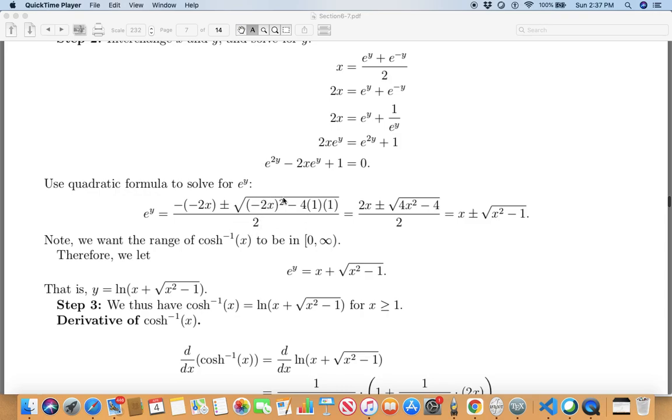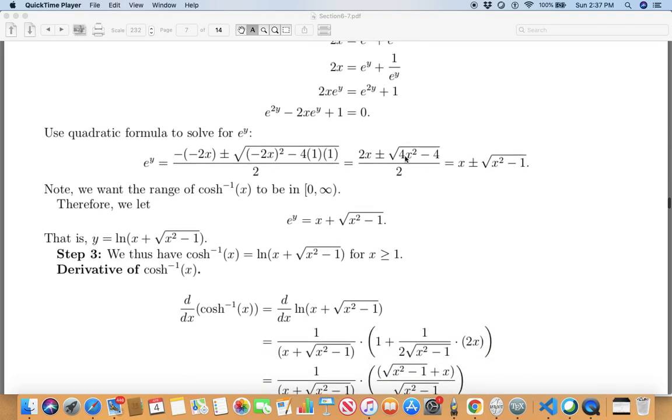All right, a is 1. So you are using the quadratic formula. That gets you 2x plus or minus square root of 4x squared minus 4, by 2. Notice the 4 comes out common. When it comes out of the square root, it becomes a 2. That 2 and that 2 are cancelled by this 2. You have x plus or minus square root x squared minus 1.